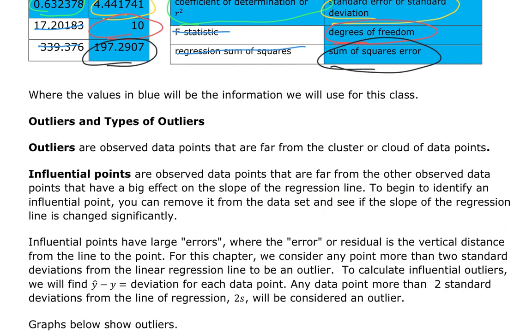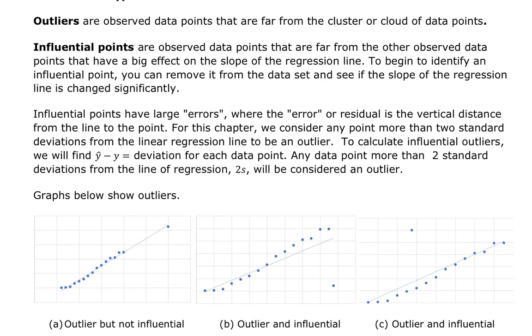To begin to identify these influential points, we can remove it from the data set and see if the slope of regression is changed significantly. That's a quick way of finding it. As we take a look, like I talked about, this point way out here is an outlier. It's not near these clusters. But since it's close to the line of best fit, this point right here is almost on that line, so it is an outlier, but it's not influential.